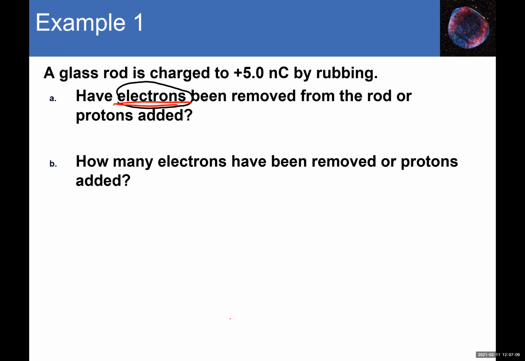The next question is how many electrons have been removed. Let's ignore protons added, because we know no protons have been added. Our charge is plus 5 nanocoulomb, which means we're dealing with extra positive charges. Remember the equation: this equals n times the proton charge. Some n number of protons put together gives you this charge, not because protons were added, but because when you remove electrons you have n extra protons, and they give you the charge.